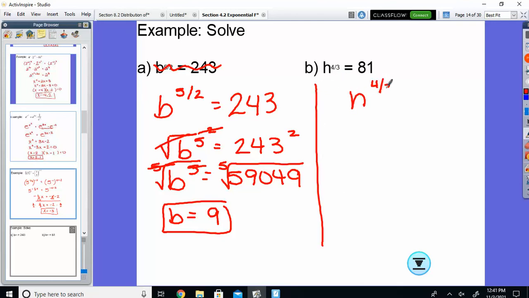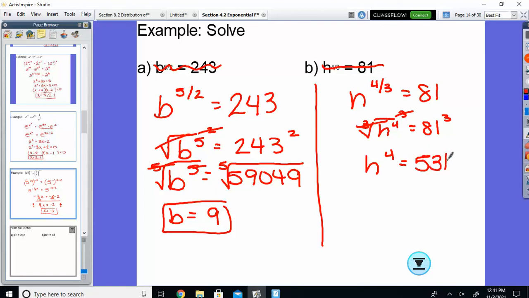All right, so B, this says h to the 4/3 power equals 81. So in radical form, that means the cube root of h to the 4th equals 81. How do you get rid of a cube root? Cube each side. So 81 to the 3rd is 531,441.